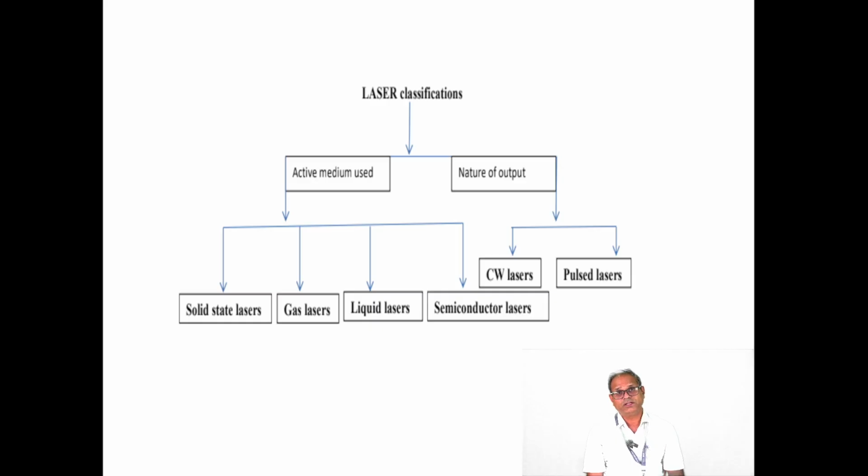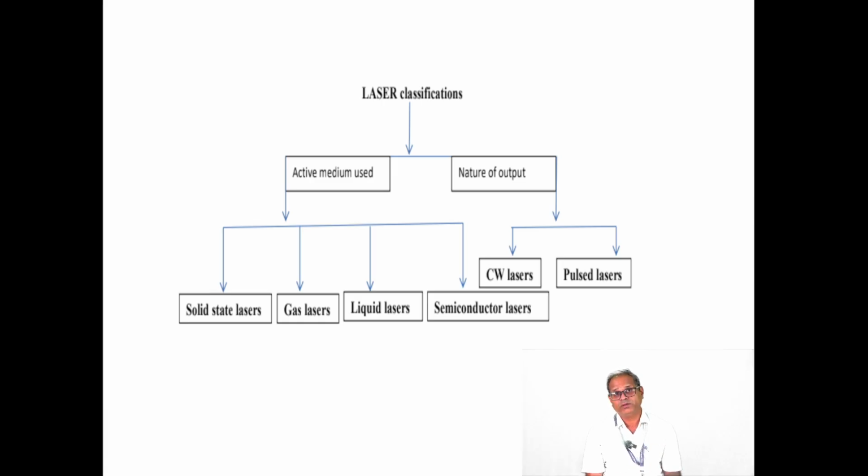So, these are the classifications generally given. Laser is classified according to the active medium, and secondly according to the output. According to output, it means which kind of laser light we are getting. If we are getting continuous laser light, we say it is a continuous wave laser. If we are getting pulses of laser, we say it is a pulse laser.